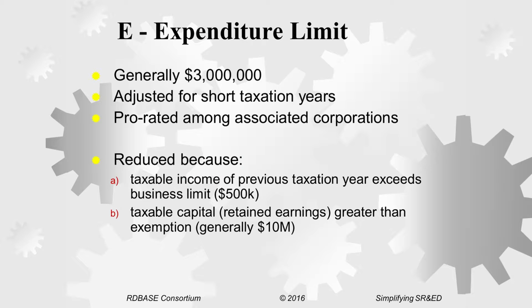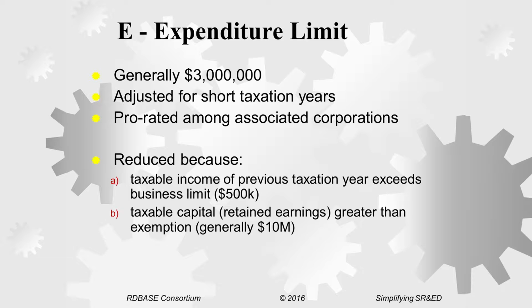Now, basically there's a $3 million expenditure limit for qualified CCPCs that they earn these enhanced credits on. So that's the 35% federal credit instead of the 15%, and the full refundability. As their prior year's income for the associated group goes over $500,000 taxable income, they start to phase out that credit. As well, if their taxable capital, the assets that they employ in Canada on their balance sheet, go over 10 million, there's a phase out between 10 and 50 million.